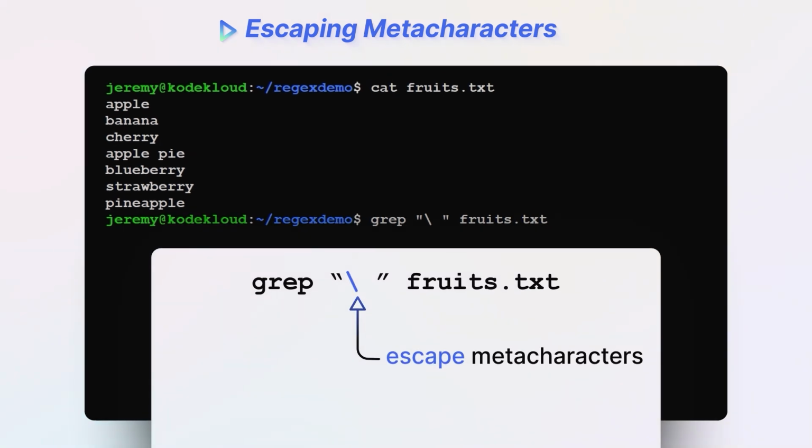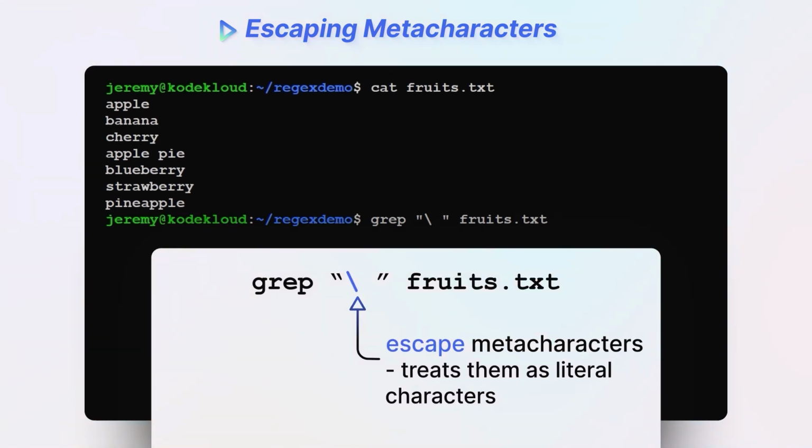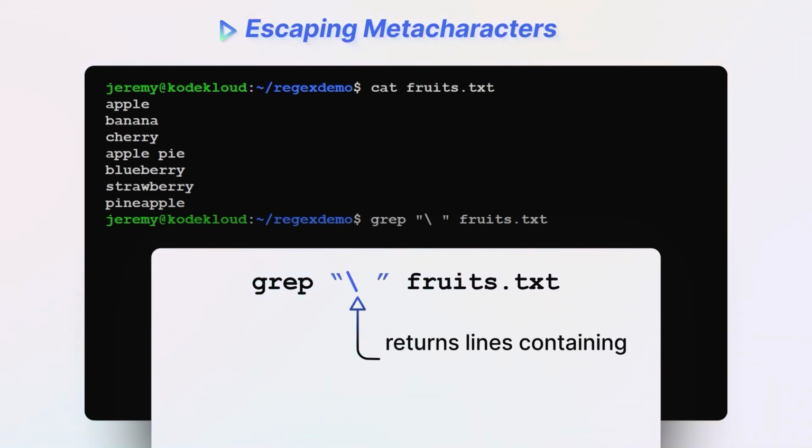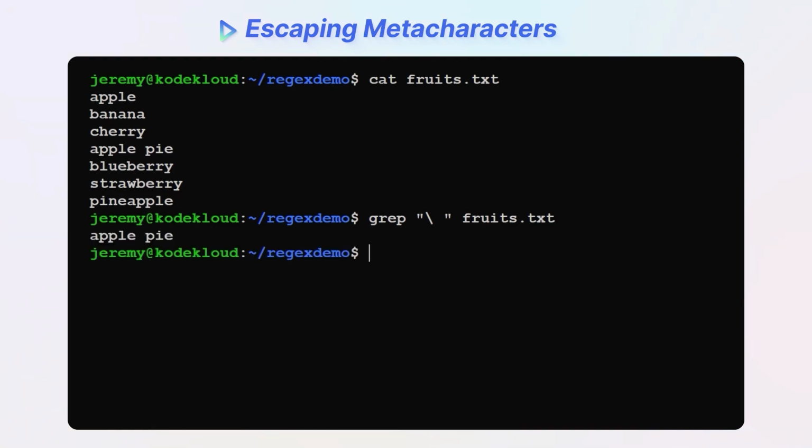The backslash is used to escape metacharacters, treating them as literal characters. Here we're adding a backslash and a space. This command will return lines that contain a space, such as apple pie. These examples demonstrate how metacharacters can be used to create more advanced and specific regex patterns.